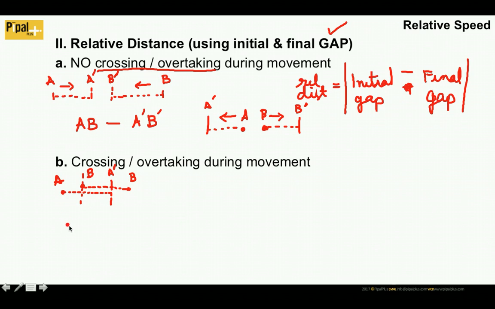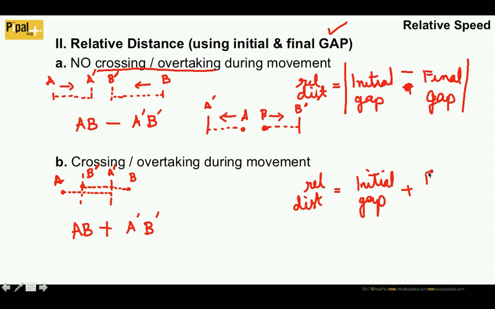So if we know the initial gap AB, and we know that they crossed, and we know the final gap A dash B dash, the relative distance is simply going to be AB, the initial gap, plus A dash B dash, the final gap. So let me write it down here. Relative distance in case crossing does take place equals the initial gap plus the final gap.